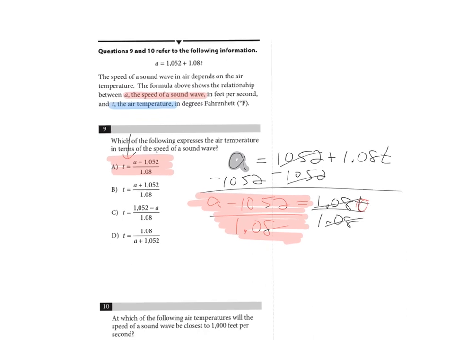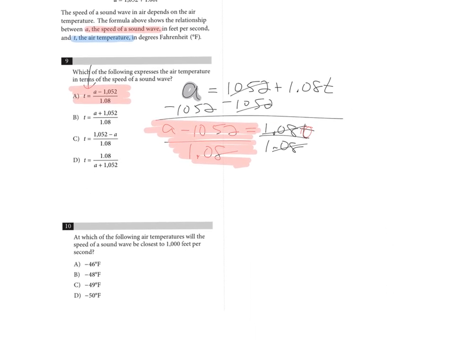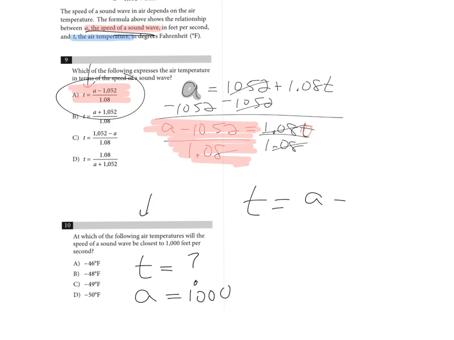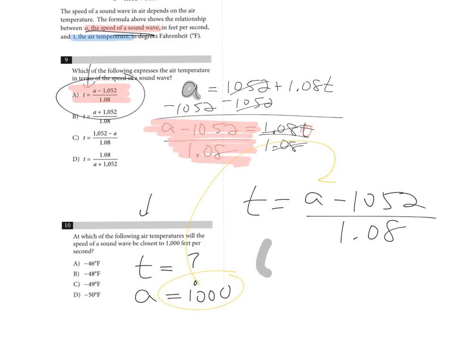Problem 10 then asks you to take that answer that you just found, and it says, at which of the following air temperatures will the speed of a sound wave be closest to 1,000 feet per second? So they are now asking you, which of the following temperatures? Solve for letter T if the speed of the sound wave, which was A, is 1,000 feet per second. So we're going to take our answer that we got in part 9, and we're going to substitute in A is equal to 1,000. You could have also plugged in A is equal to 1,000 back into the original equation, but here this equation already has letter T by itself.